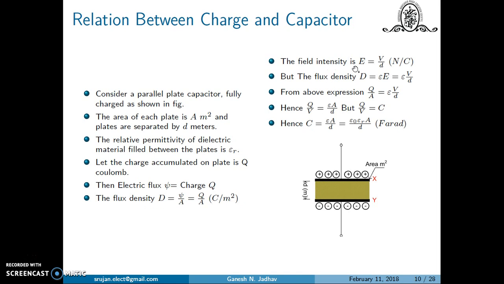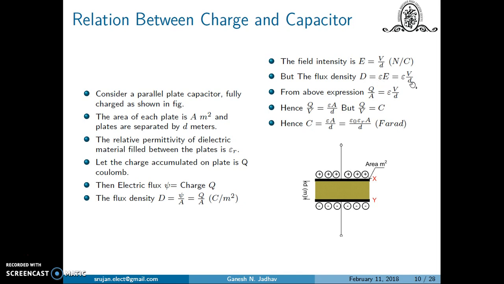And how do you calculate the intensity? Intensity is equal to V upon d, expressed in terms of newton per coulomb. But the flux density D and E have a relationship: D is equal to epsilon into E, that is, D is equal to epsilon 0 epsilon r into E. So where is E?